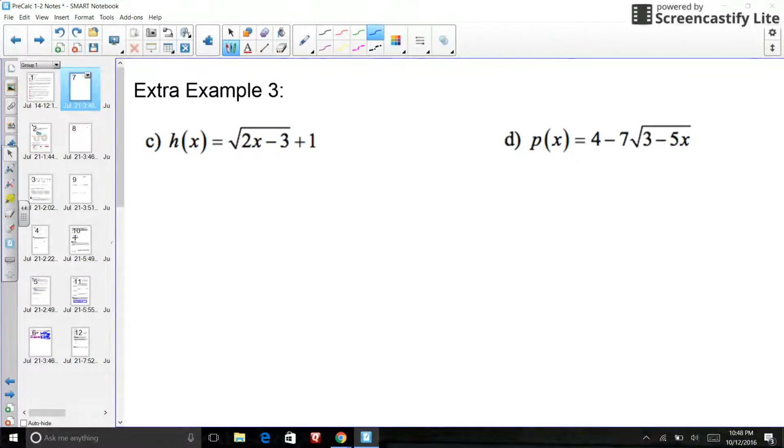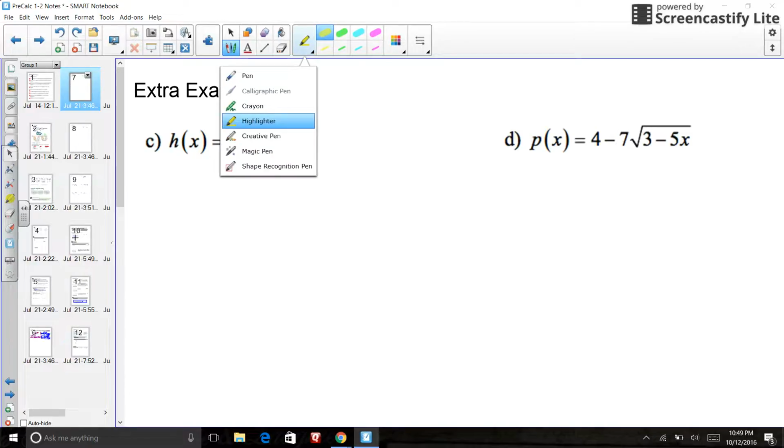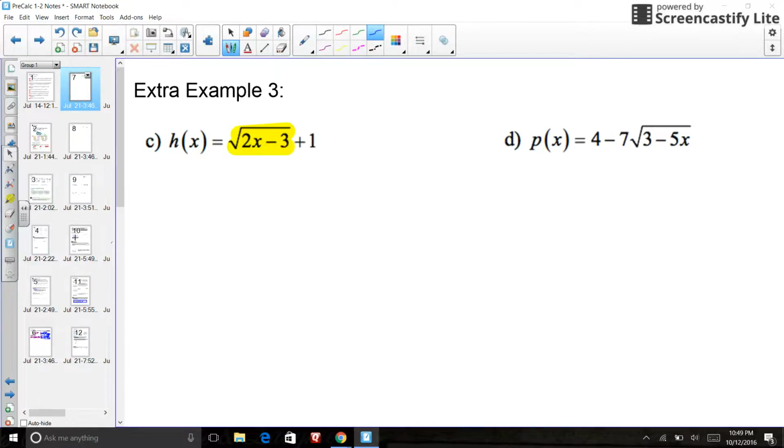But these look different. These have square roots. So this says h of x equals the square root of 2x minus 3 plus 1. So really all I need to look at is this guy right in here, because you know something about square roots. What do you know they have to be? Well, the square root can never be negative if I want a real answer.